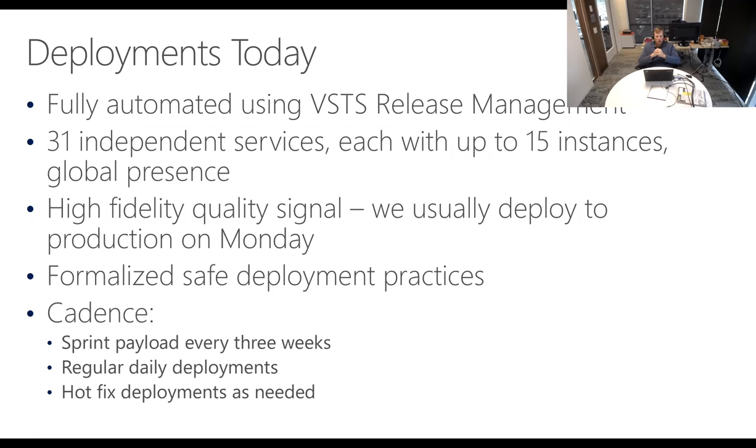So we have a fully automated release pipeline that we use Visual Studio Team Services for. Visual Studio Team Services is made up of 31 independent services, each with up to 15 instances. So do the math on that. That is hundreds of instances that we have to manage around the globe. There is no reasonable way to do that without a fully automated release pipeline. That would be hundreds and hundreds of systems we were constantly having to deploy. And if you could imagine trying to deploy 500 systems, multiple times a day, your head would explode.